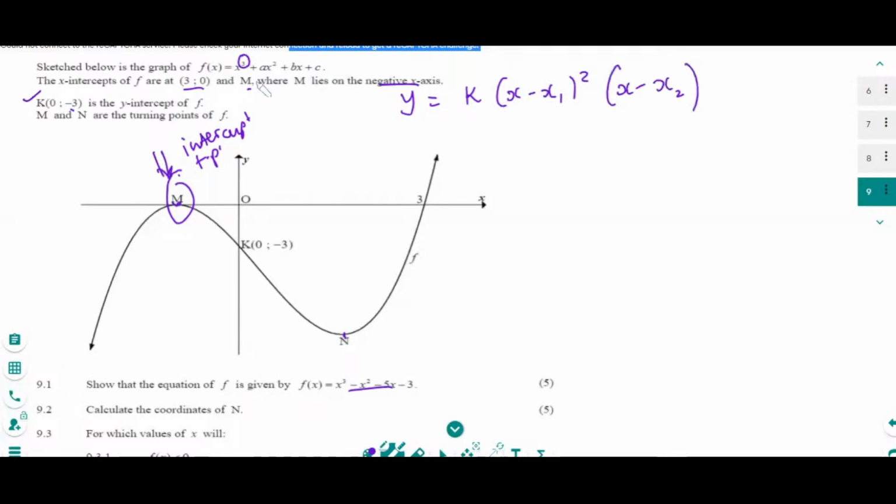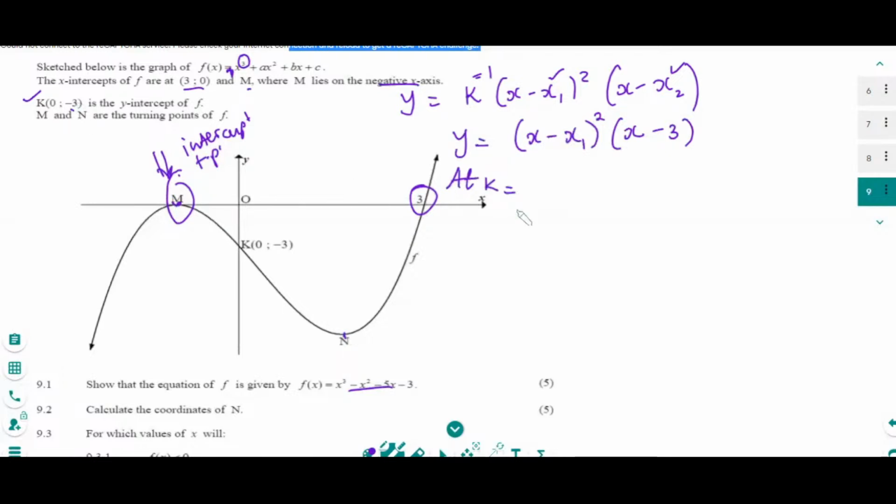This can be the general equation of a cubic function, whereby x1 and x2 are going to be our roots. Since my coefficient of x cubed is 1, which means my k is 1, y is equal to (x minus x1) squared into (x minus 3). Then I can use the point K, where x is 0 and y is negative 3.